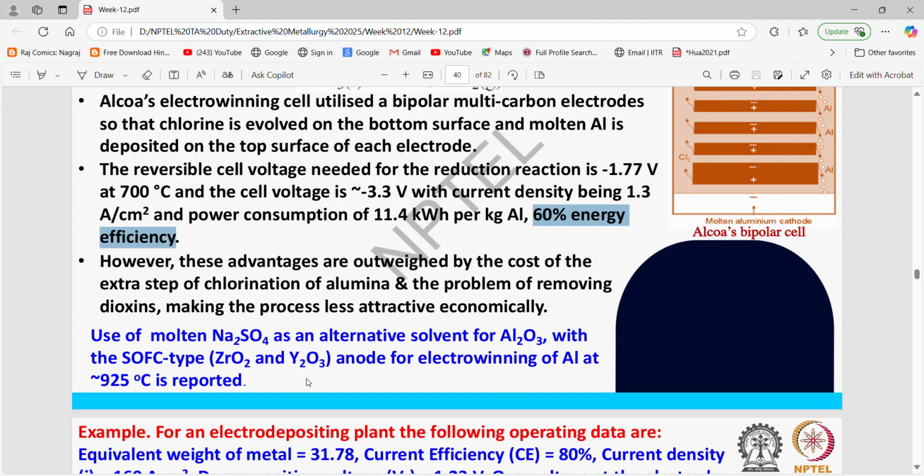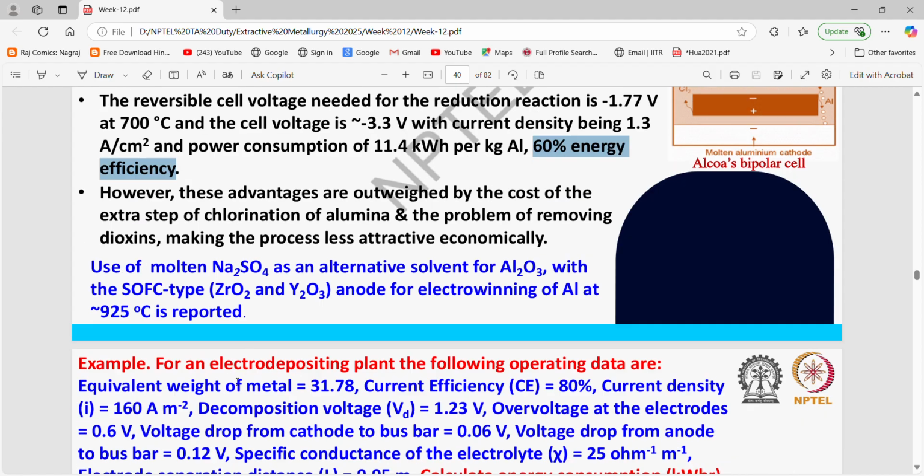So use of molten Na2SO4 as an alternative solvent for Al2O3 with the SOFC type anode for electrowinning of Al at 925 degrees Celsius is also reported.